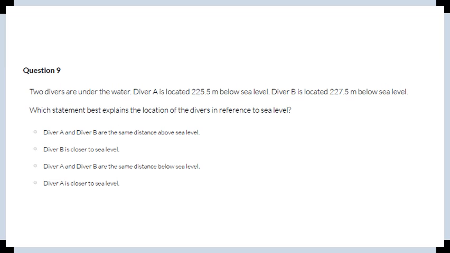Okay, number 9. Two divers are underwater. Diver A is located 225.5 meters below sea level, and diver B is located 227.5, or 5 tenths, below sea level. Which statement best explains the location of the divers in reference to sea level? So which one of these is closer to sea level? 225 or 227? Well, I would say 225 is closer to sea level. So if I look down here, I would look for diver A is closer to sea level.